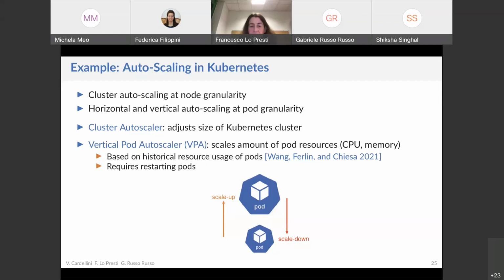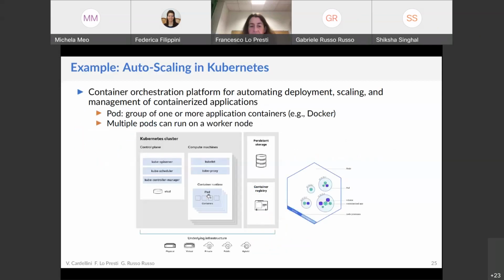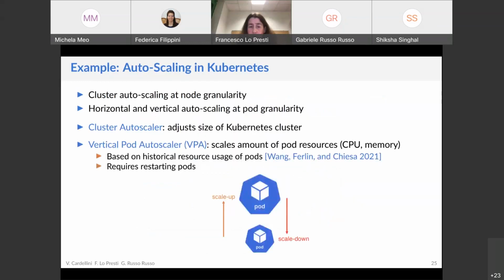That means you can scale out or in, or up and down, the pods that you have inside each worker node. For example, there is a vertical pod autoscaler that allows Kubernetes to scale the amount of pod resources. In this case, it's a heuristic policy that is implemented, which is based on the historical resource usage of pods.